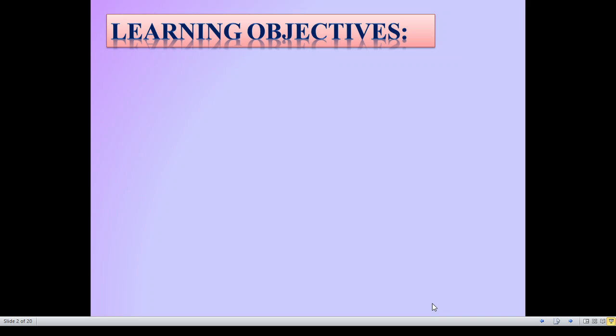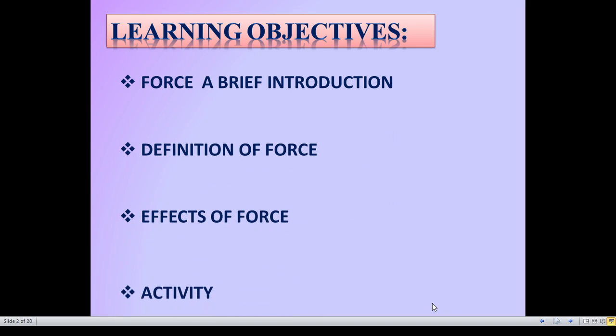What are the learning objectives of this presentation? We are going to see a brief introduction about force and the proper definition of force. The third one is effects of force, and finally with an activity we will wind up this presentation. Let us see one by one in detail.